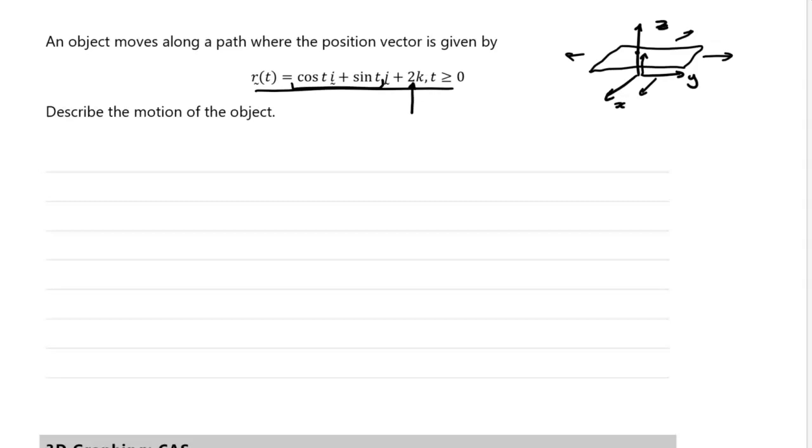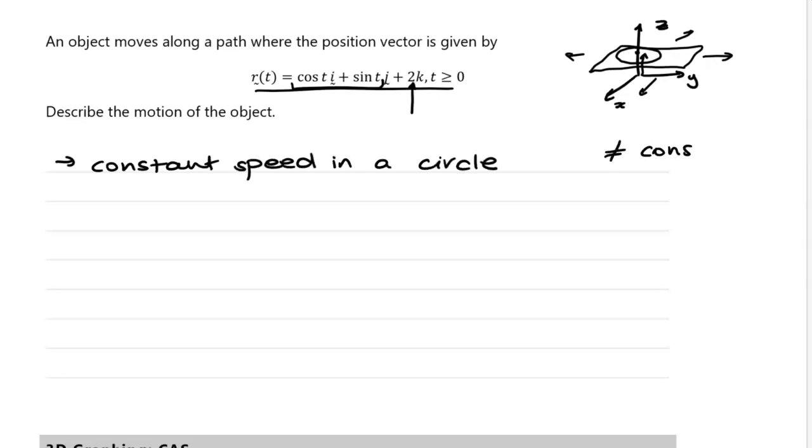So let's look at what it's going to be doing on that plane. We've got cos t i plus sine t j. It's going to be going in a circle on that plane. So let's describe the motion of that object. Now, as that value of t changes, we're going to have that cos and that sine. There's no coefficients out the front. So this is just going to be nice circular motion, and in fact it's going to be constant speed in a circle. Now, just a note, this does not equal constant velocity.